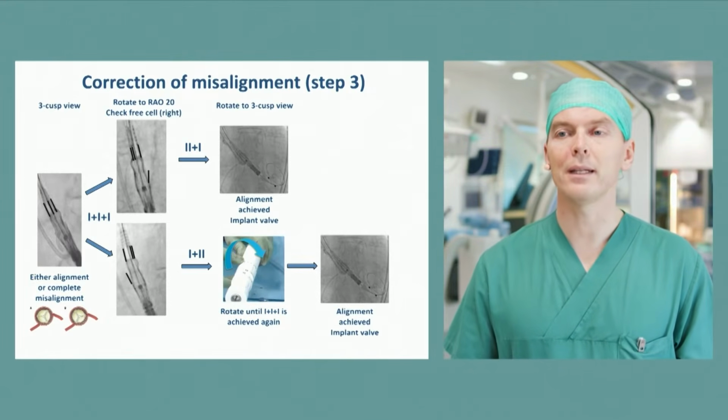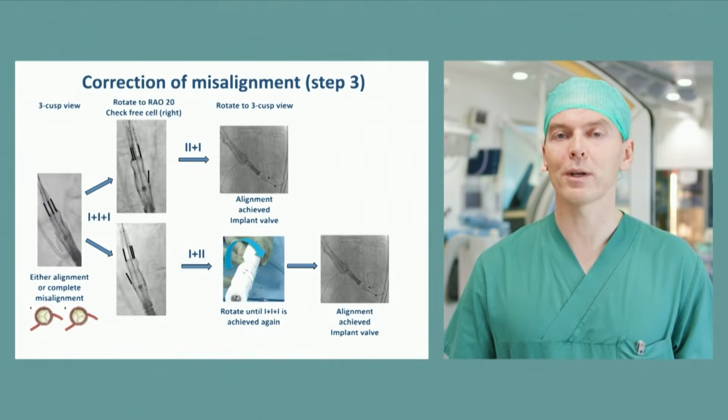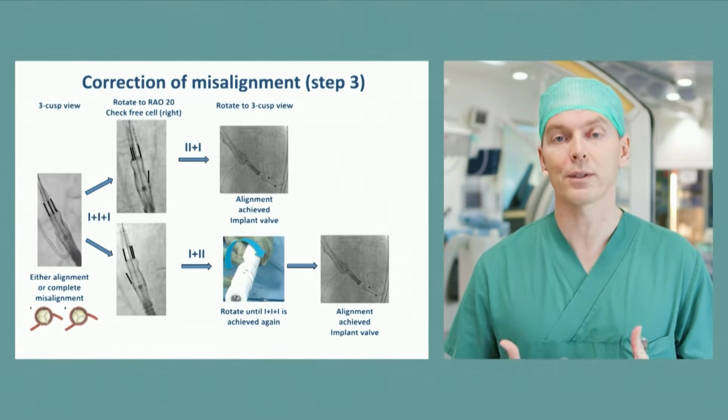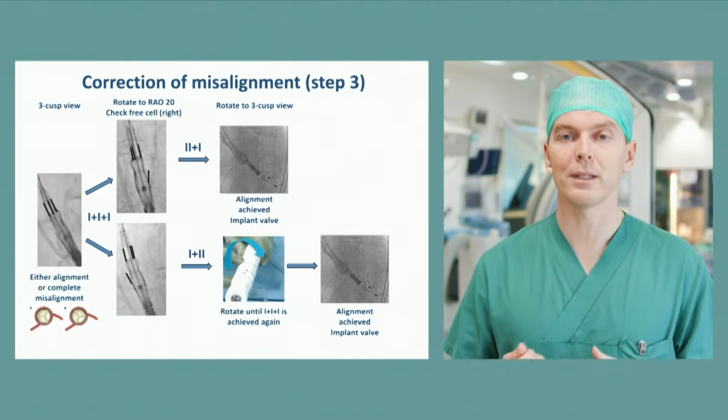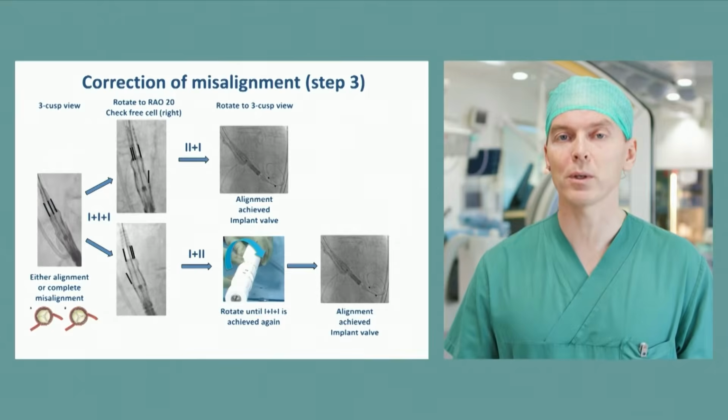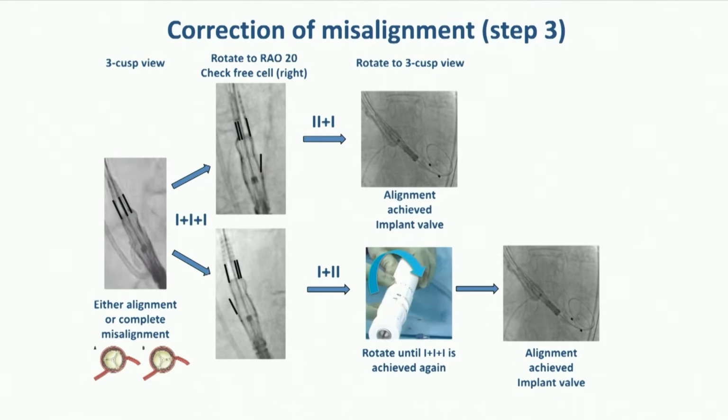If you're in the 1 plus 1 plus 1 configuration, most of the time you're in a good position, because if you insert the valve with the safety button facing downwards, in most of the cases you actually end up perfectly aligned. The thing is, though, when you are in the 1 plus 1 plus 1 configuration to start off with, you don't know if you're perfectly aligned or perfectly misaligned.